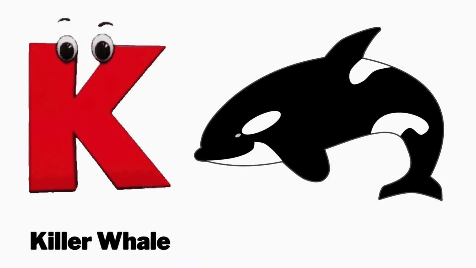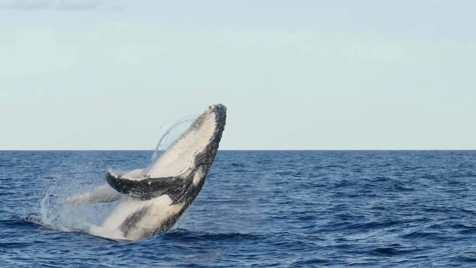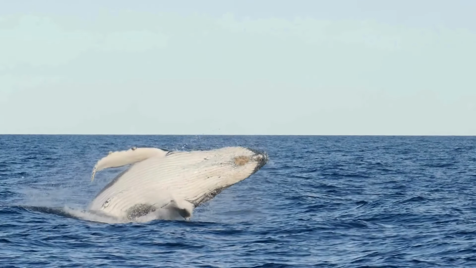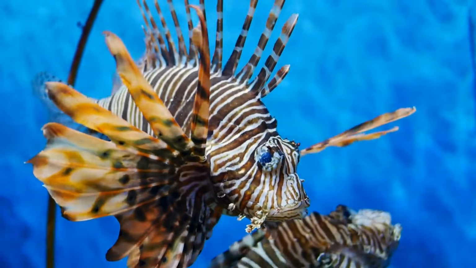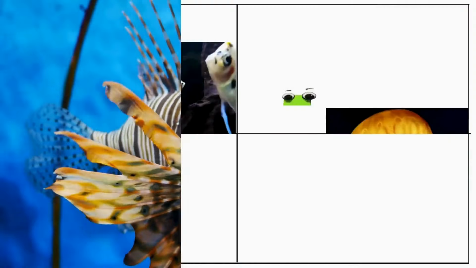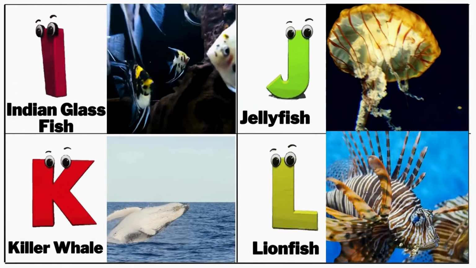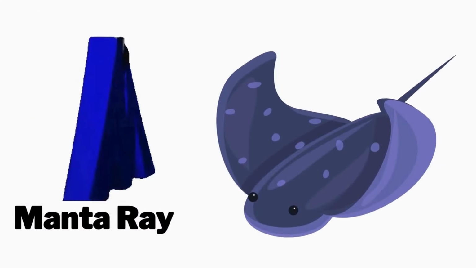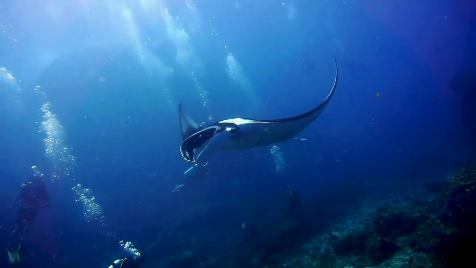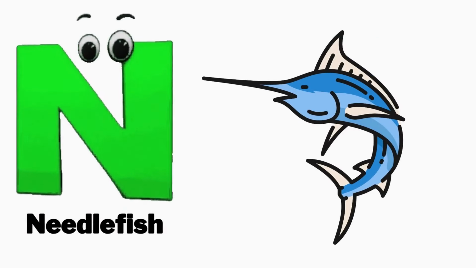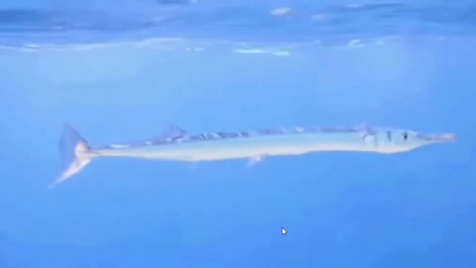K is for killer whale. Killer whale. L is for lionfish. Lionfish. M is for manta ray. Manta ray. N is for needlefish. Needlefish.